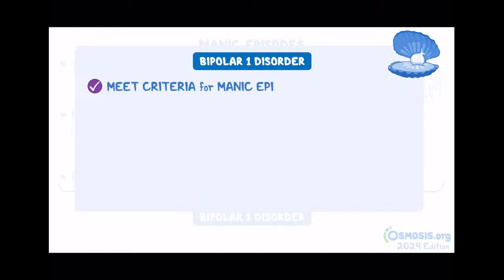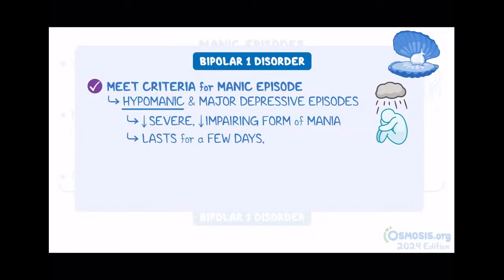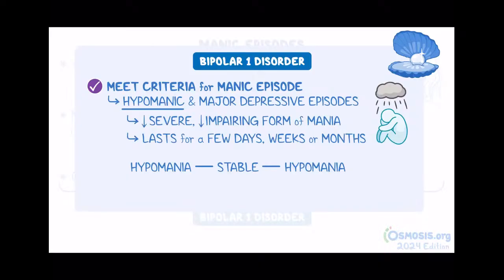Here's another clinical pearl. To diagnose bipolar I disorder, the patient must meet the criteria for a manic episode. However, manic episodes in bipolar I disorder can often be followed or preceded by hypomanic and major depressive episodes. Hypomania is a less severe, less impairing form of mania and typically lasts for a few days, although some episodes can last weeks or even months. These episodes are often interspersed with periods of stable mood, but a person may switch directly from one pole, mania, to the other pole, depression.